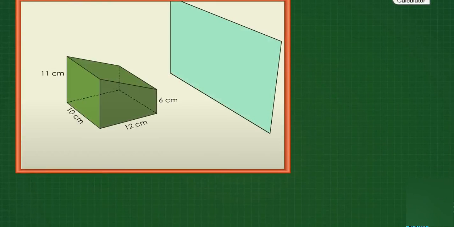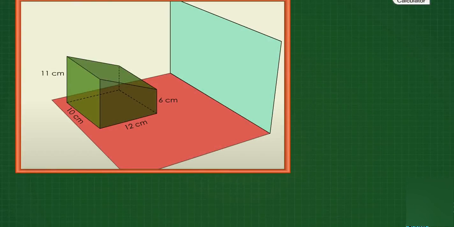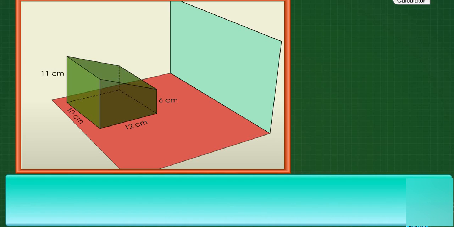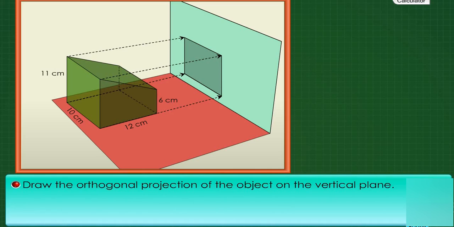In our previous class, we learned how to draw the plan of a solid object, which is the orthogonal projection of the object on a horizontal plane. Today, we will learn how to draw the front elevation of a solid object. The steps are similar to the ones that we have learned previously. The only difference is that this time, we draw the orthogonal projection of the object on the vertical plane.